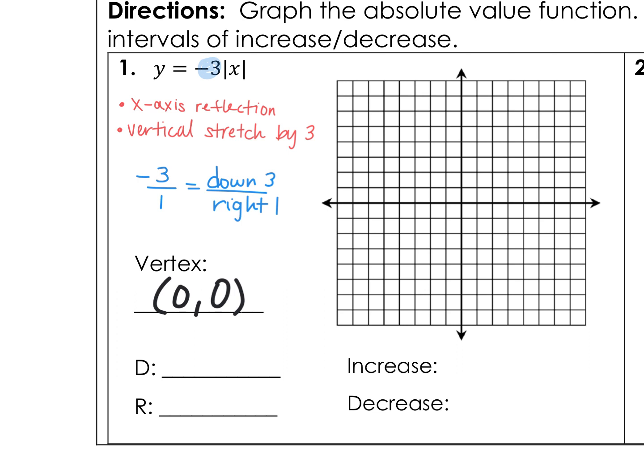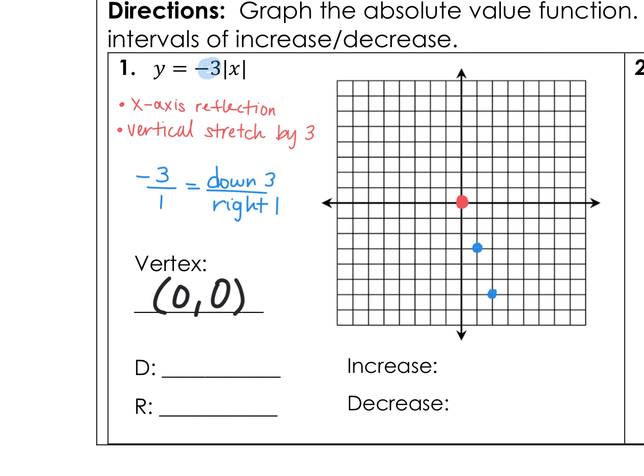So let's graph the vertex. It's at 0, 0. It did not get moved. Left, right, up, down. Still there. But then you're going to do the slope. So starting there, go down 3, right 1. Down 3, right 1.